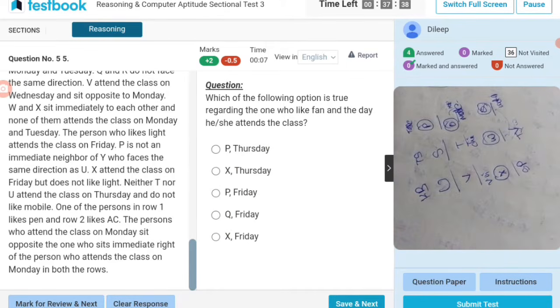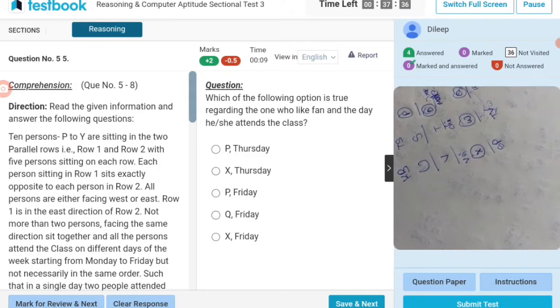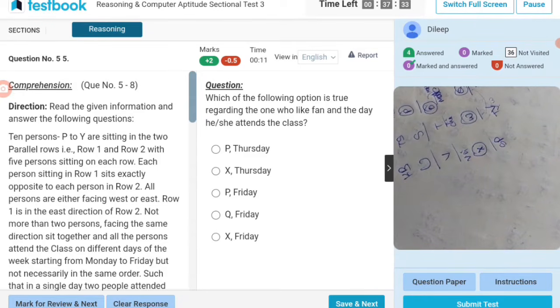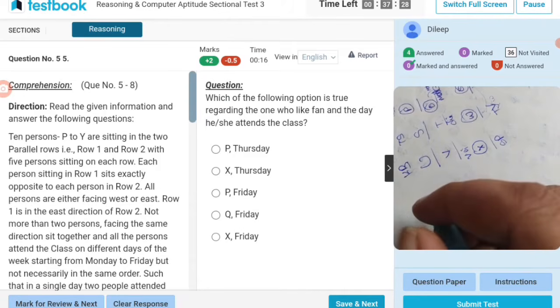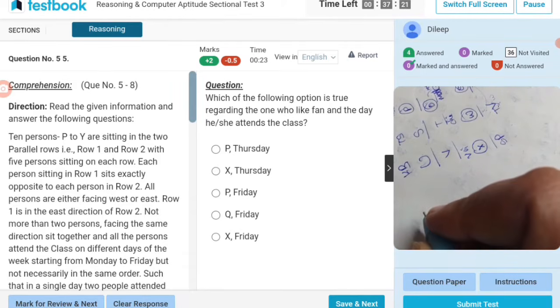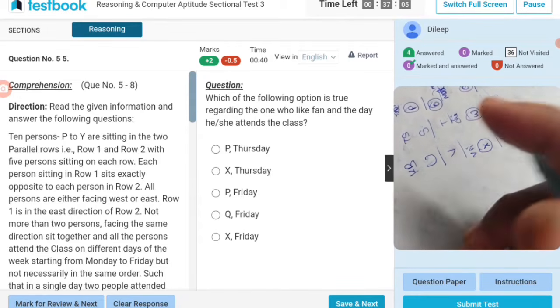Next one. 1 and 2 with 5 persons. Once it's exactly opposite. So 1 is left. East direction of 1 is east direction of 2.